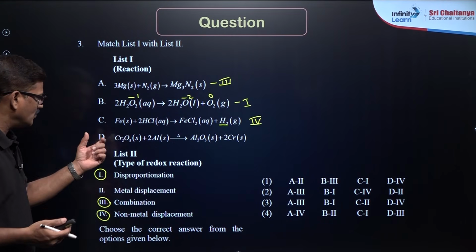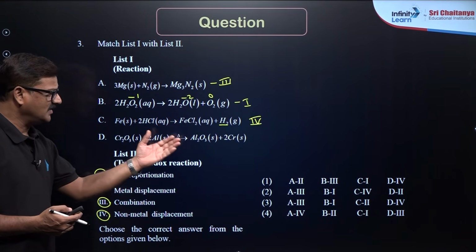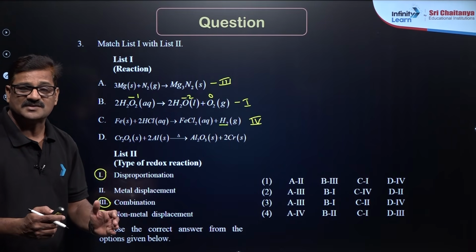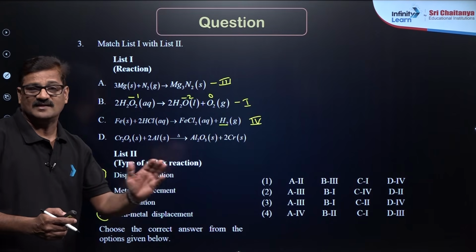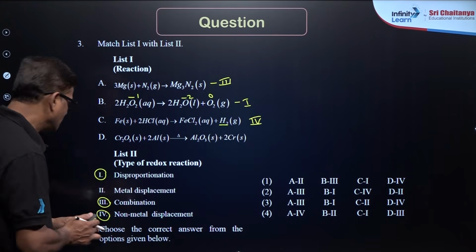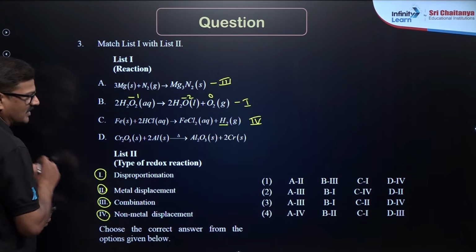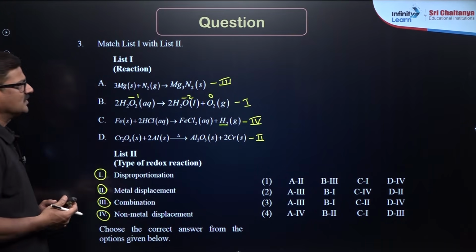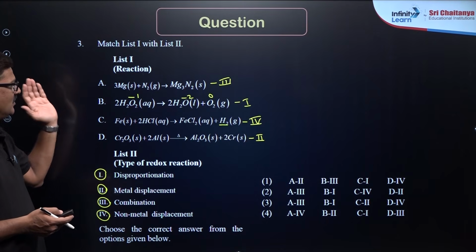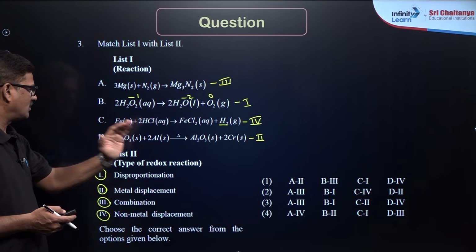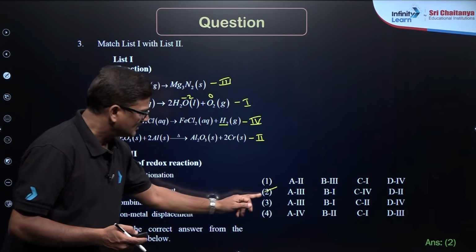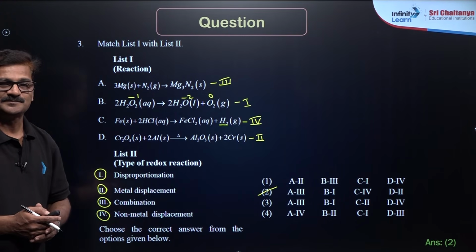Cr2O3 plus Al gives rise to Al2O3 plus Cr. So it is a thermite reaction where a metal is displacing another metal by a redox reaction. So you can say it is a metal displacement reaction, and this is going to be option 2. So, A3, B1, C4, D2. Option 2 is the correct answer for this question.